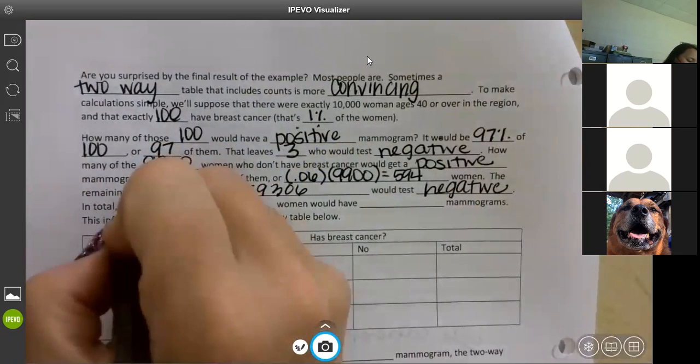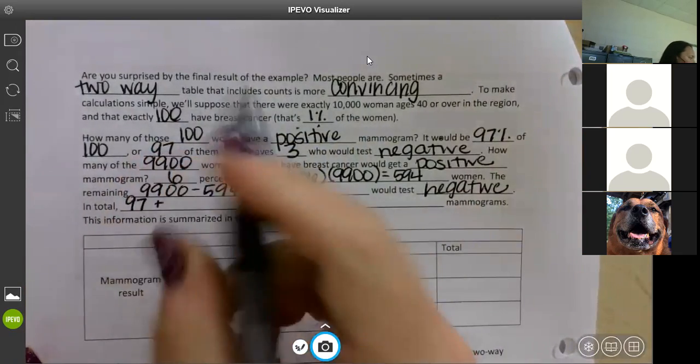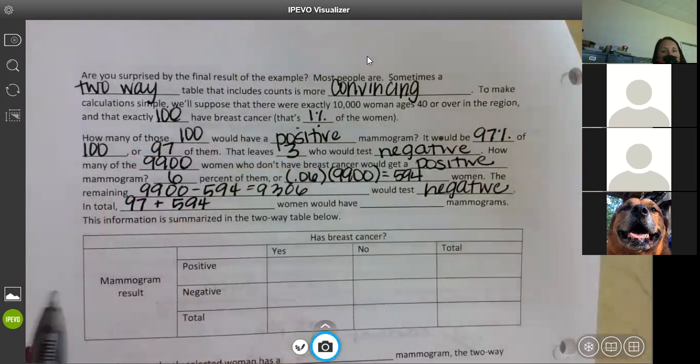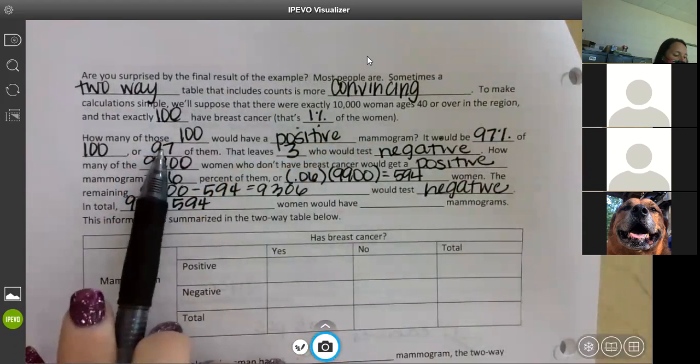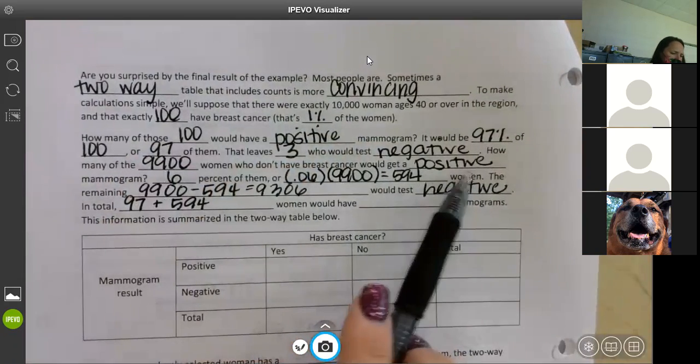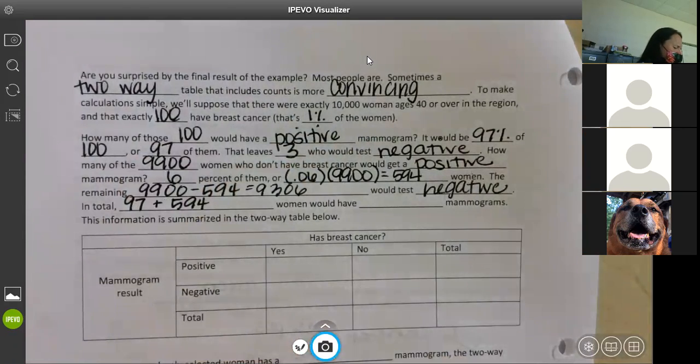In total, 97 plus 594. So 97 had the positive mammogram. These didn't have cancer. Sorry, y'all, they got a positive.